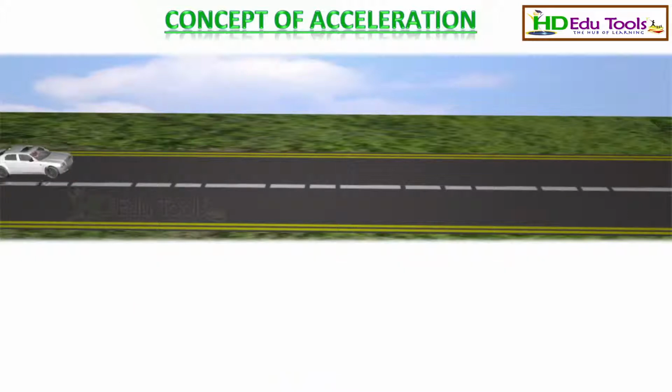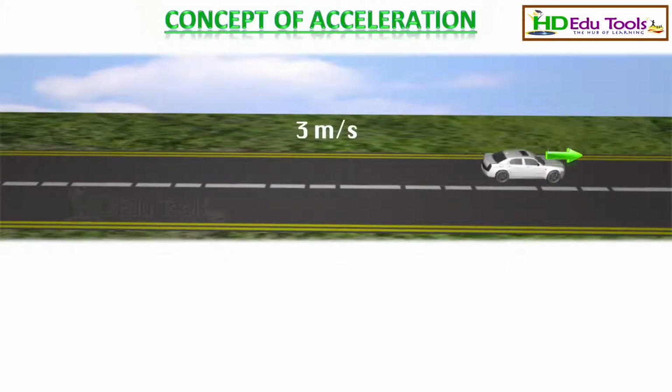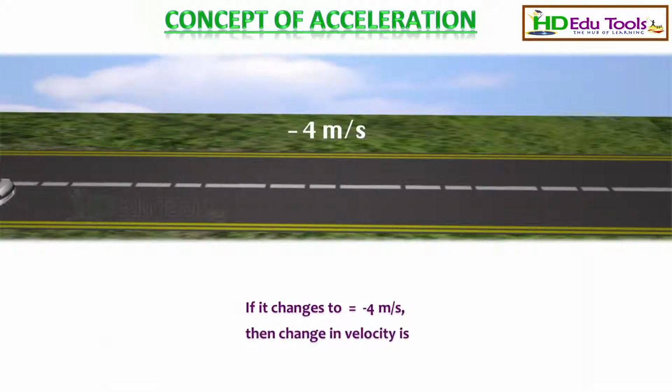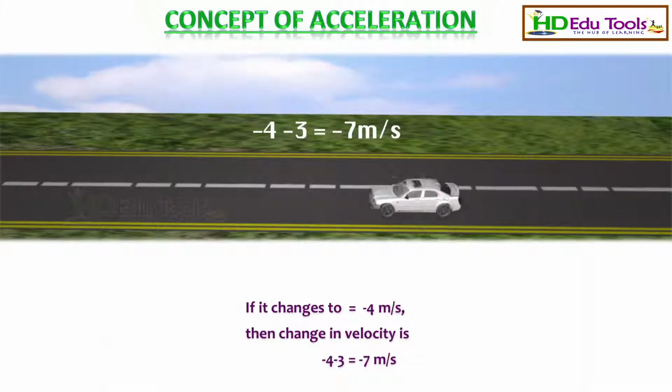Suppose we consider it is moving with velocity 3 meter per second and its velocity changes to minus 4 meter per second. Then what is change in velocity? Minus 4 minus 3, this is equal to minus 7 meters per second. Now the question is, what does this sign indicate?